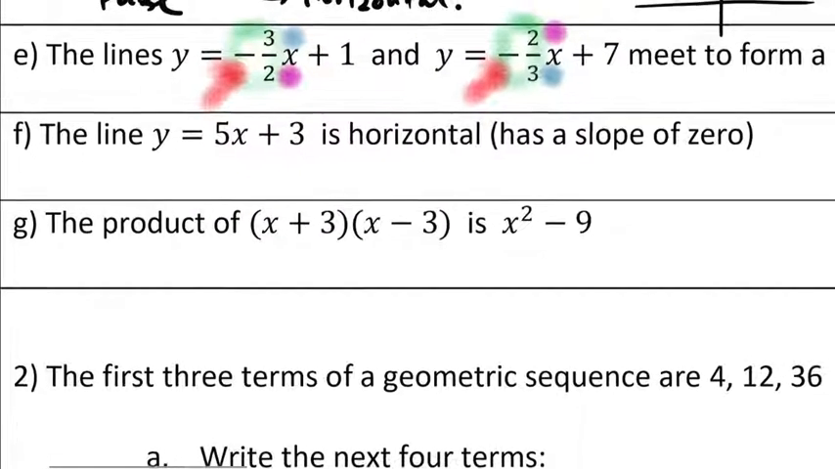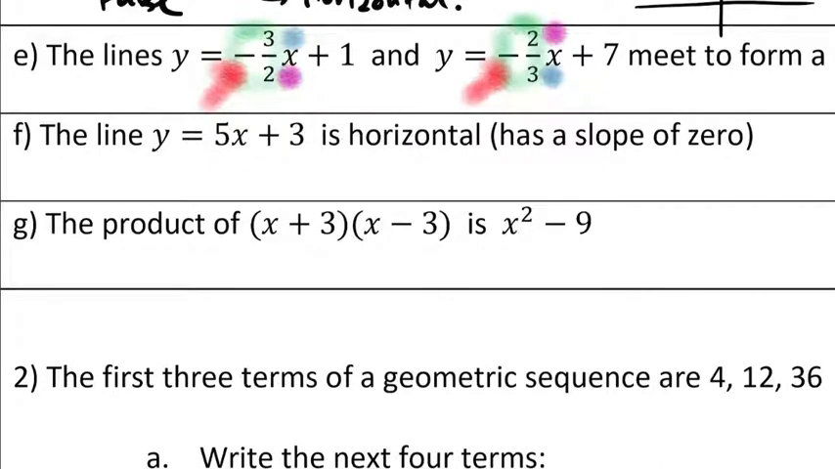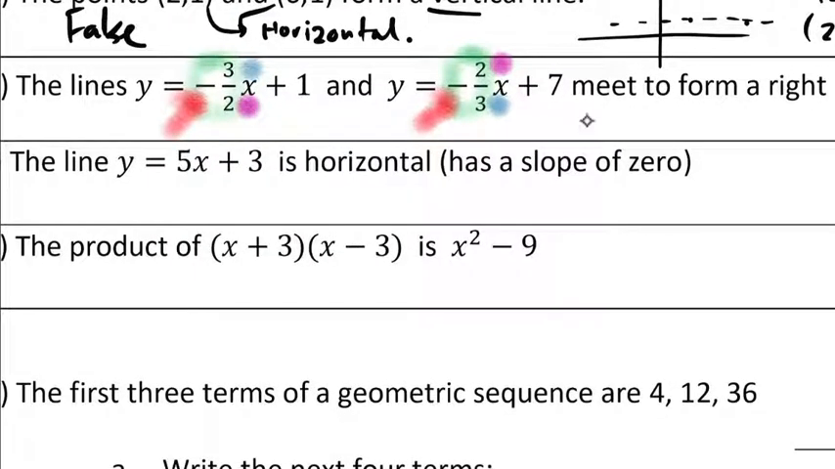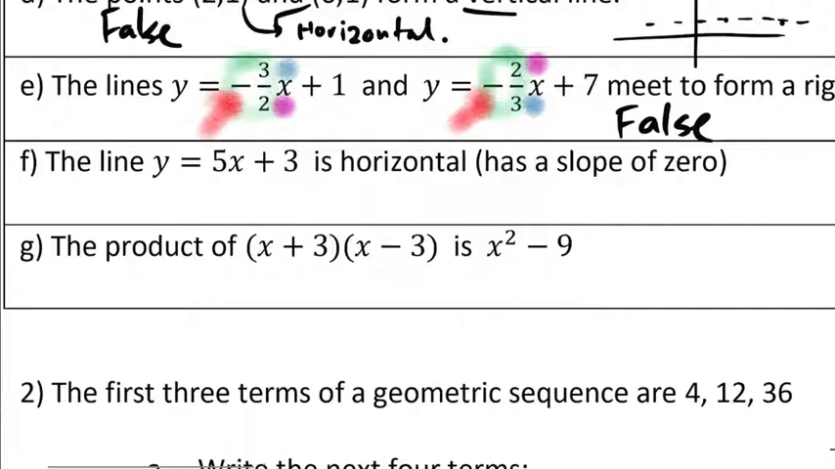Next, the line y equals 5x plus 3 is horizontal, has a slope of 0. Well, oh, I forgot to answer this question. This one was false. This is false because those two lines are reciprocals, but not opposite. Okay, so now on to F.